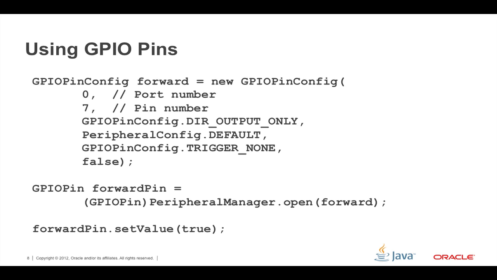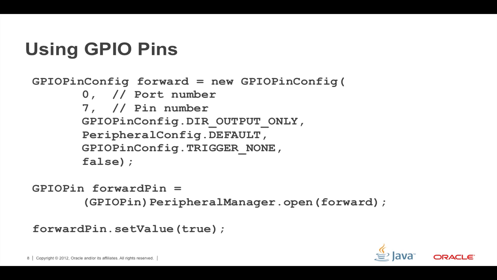So we're going to set it to be false, which means it's low. In order to get access to the pin using that configuration, we use the peripheral manager and we call the open method with that configuration that we've created. That will return us a pin in the form of a GPIO pin object, and then we can use methods on that to control it.